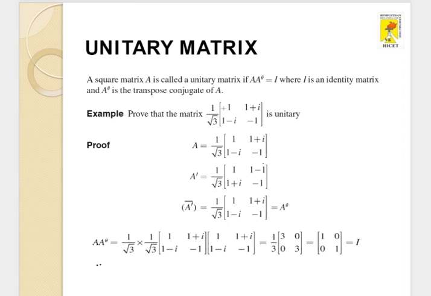Okay, now what we got: this is the matrix given. We have to prove that the given matrix is unitary. For that, we give the name A to this, and we are finding A dash bar. By the definition of a unitary matrix, if A into A power theta is I, then the matrix is unitary. So we found A into A power theta, and that is I. Therefore, the given matrix is unitary.